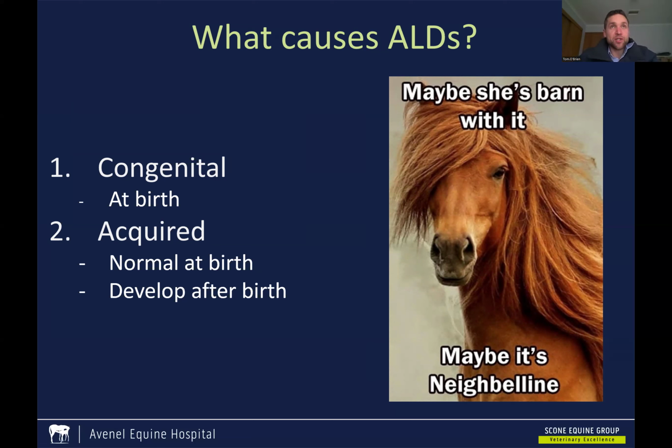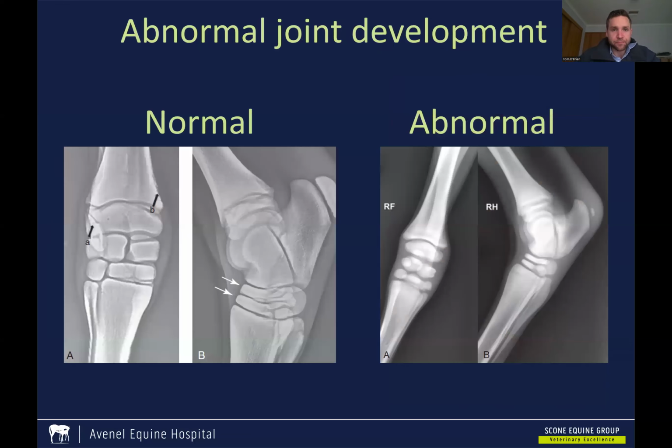So there's really two classifications, either congenital, so the foal is born with it, or acquired, i.e. the foal is normal at birth, and then for whatever reason, it develops an angular limb deformity at some point after it's born. And so one of the first reasons to explain how a foal could have it at birth is through abnormal joint development. And really the only way to assess that is through x-rays.